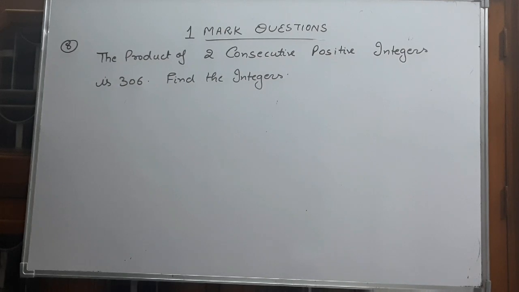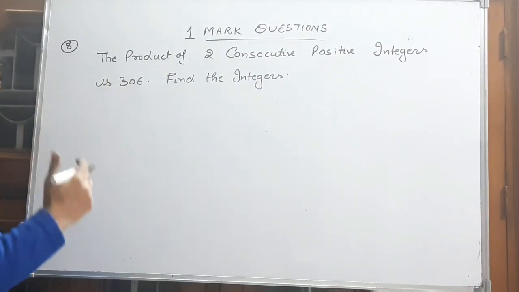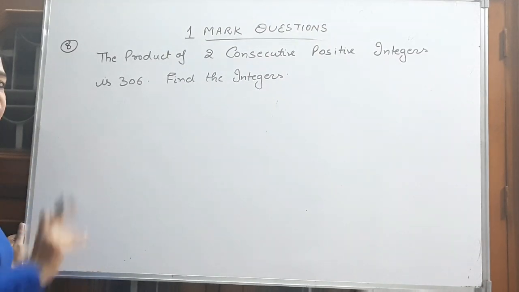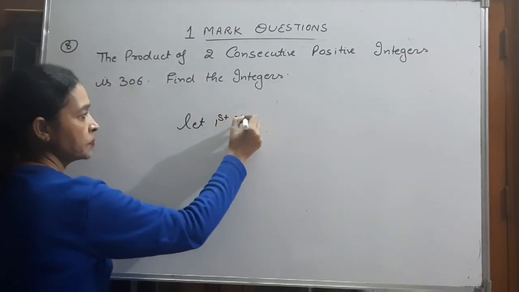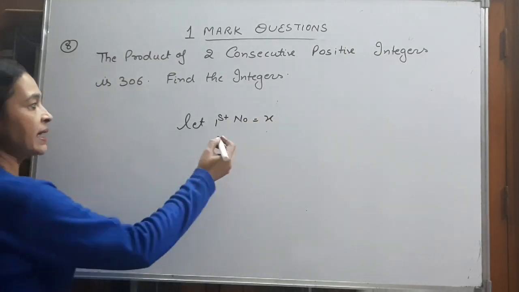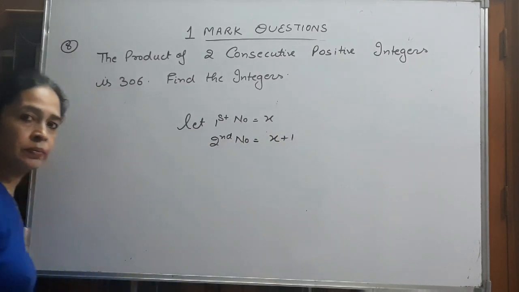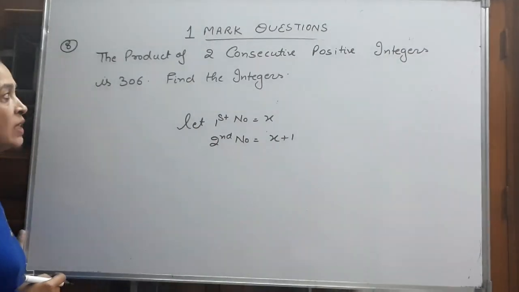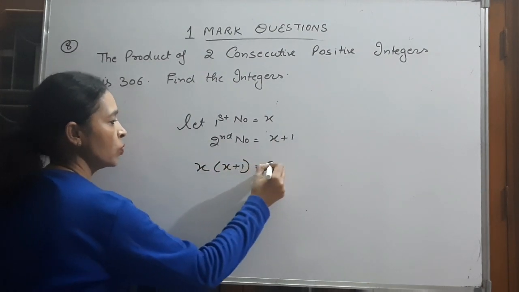The product of two consecutive positive integers is 306. What are consecutive numbers, bachche? Numbers one after the other. Let the first number be 10, another is 11. First is 90, the consecutive number is 91. One after the other. Let the first number be x. What will be the second number? The second consecutive number will be x plus 1. If the first number is 10, the next is 10 plus 1, 11. Now watch it. The product of these two numbers is 306. x into x plus 1 is 306.